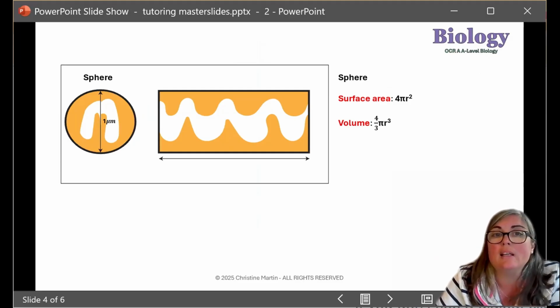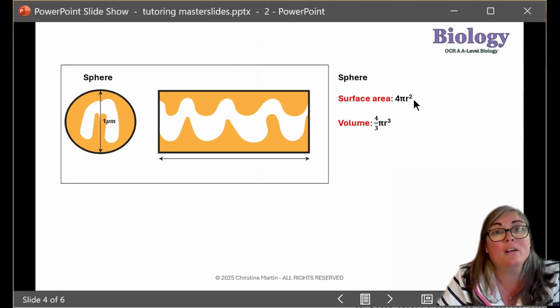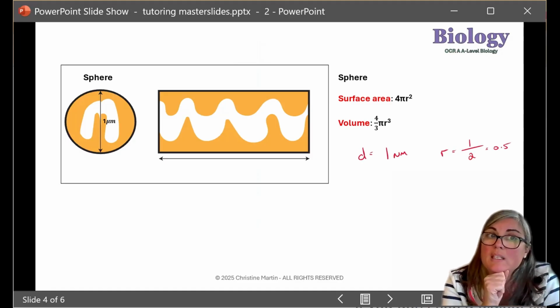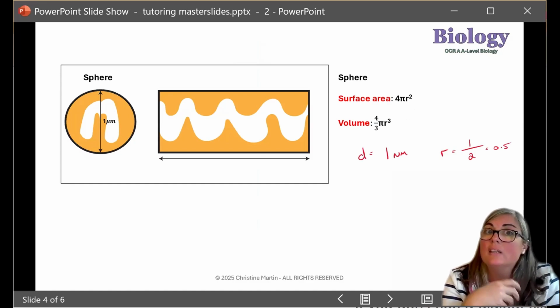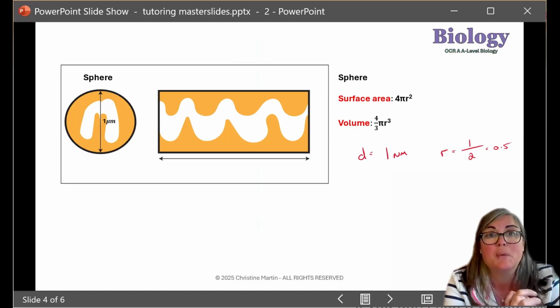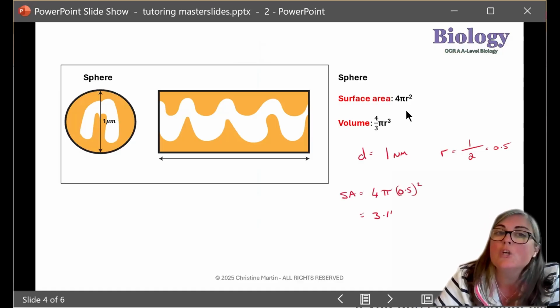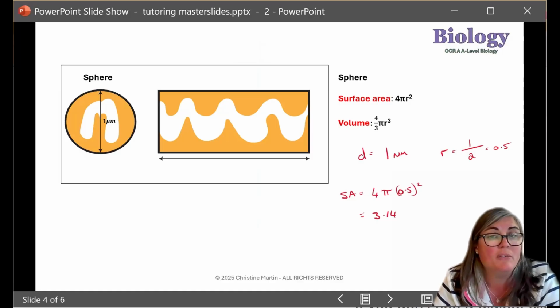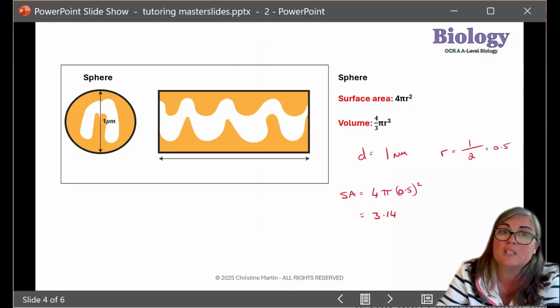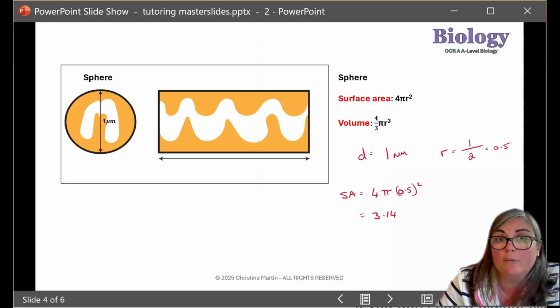So if we understand that it is 4 pi r squared for that surface area, we know the diameter we can see is 1 micrometer. Therefore, the radius must be half of that, which is 0.5. So then all we need to do is bring that into the equation. So 4 times pi times 0.5 squared would give us a surface area of 3.14.